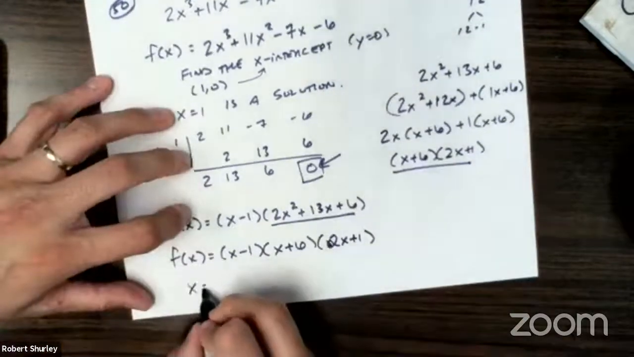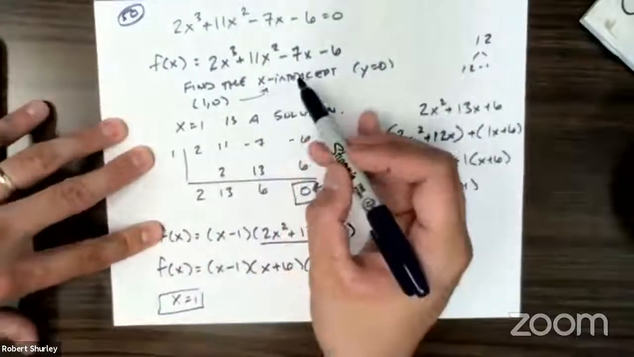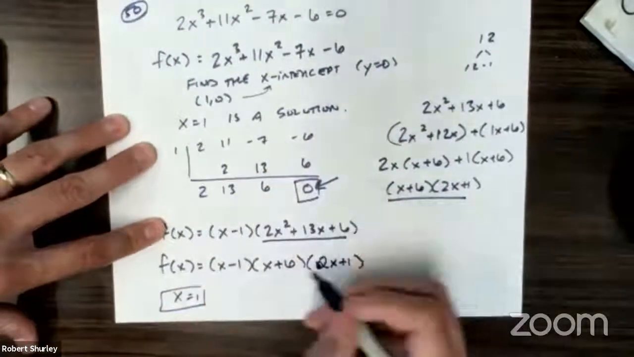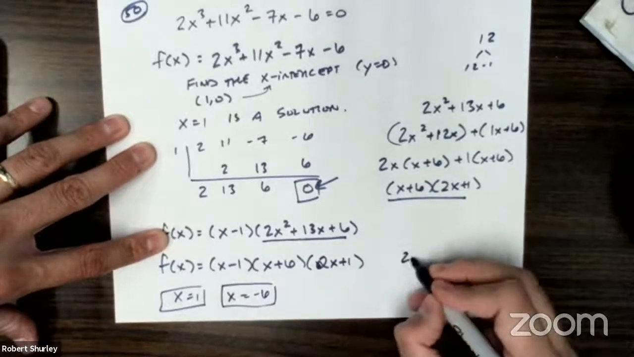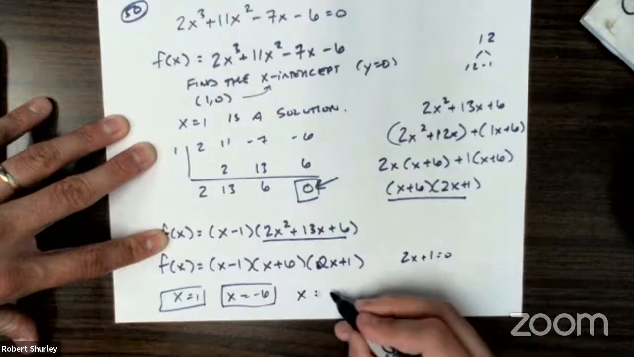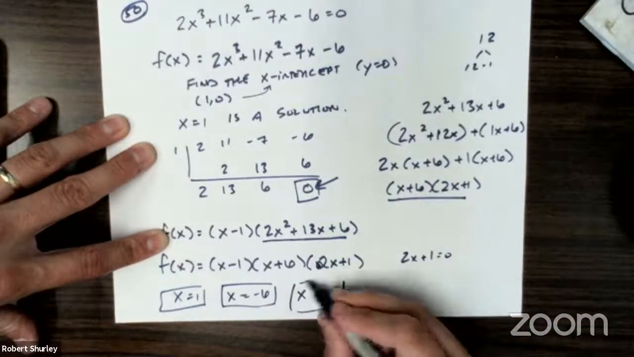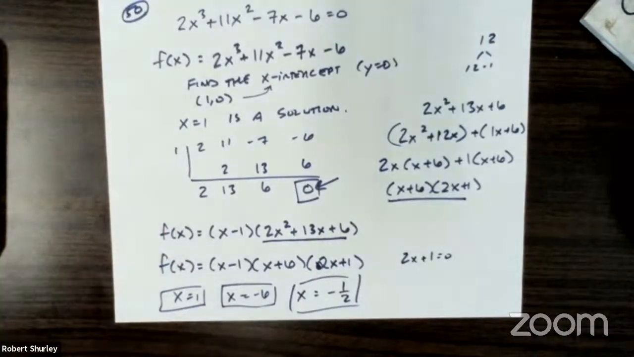So our solutions are x equals 1 from this factor. We knew that because it was an x-intercept and it had a remainder of 0. The other two are going to be negative 6, and 2x plus 1 equals 0. Subtract the 1, divide by 2, and you wind up with negative 1/2. Okay, that's number 50. And you'll see one kind of like that on the test.